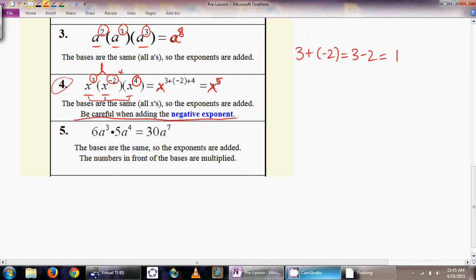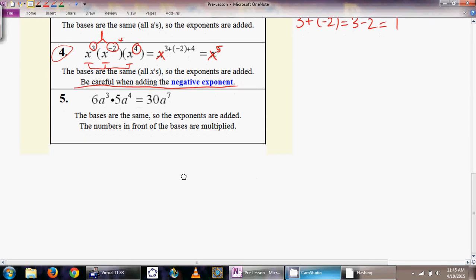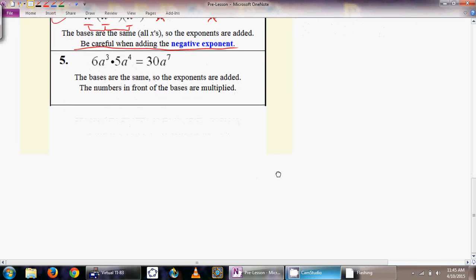It's subtraction, okay? And then down here, this is kind of the penultimate example. We have like bases, a, but different coefficients. So let's deal with the coefficients first. 6 times 5 is 30.